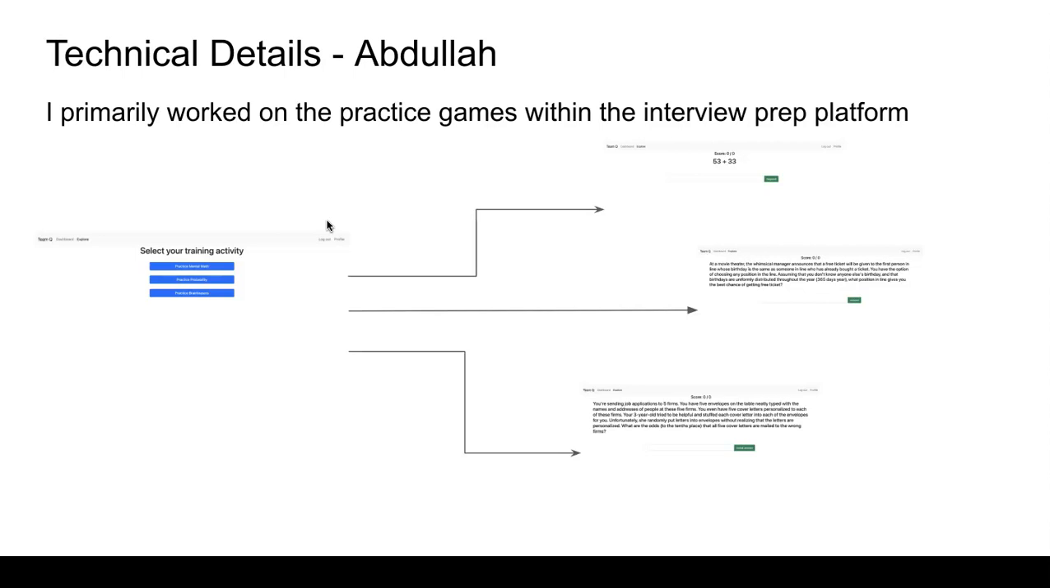As you can see on the screen, it's a really simple user flow. The user clicks on the Explore page and they can select from one of three activities: mental math, probability, or brain teaser. The mental math game was very interesting.